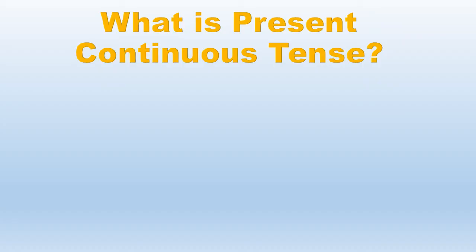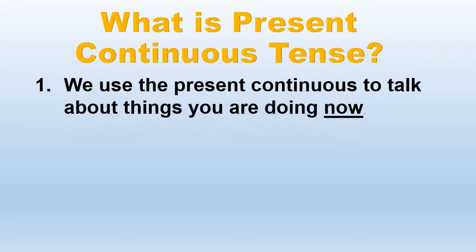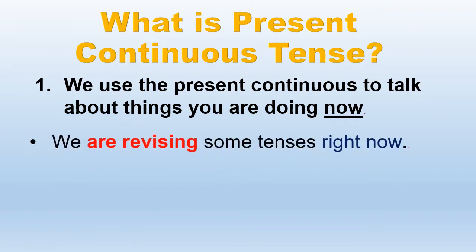What is the present continuous tense? We use the present continuous to talk about things that you are doing right now. For example, we are revising some tenses right now. What are we doing right now? We are revising some tenses right now. So I put the verb to be, and then I add ing to the verb revise.